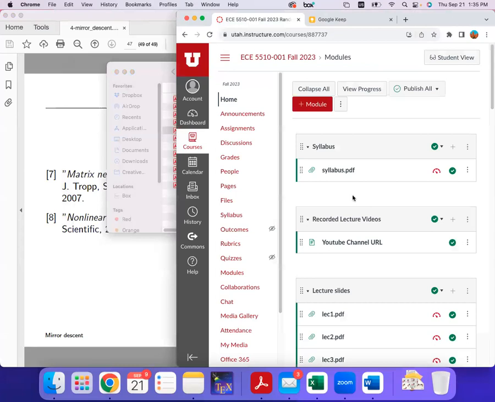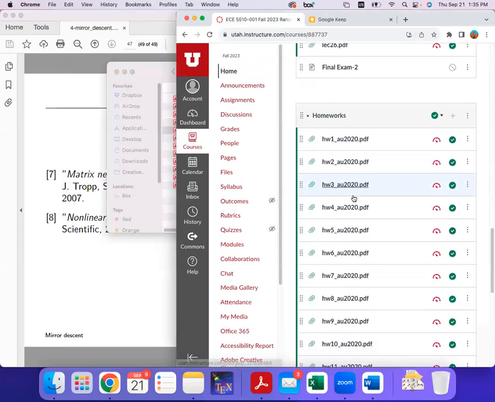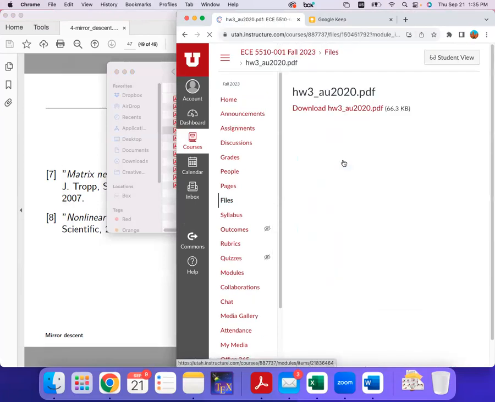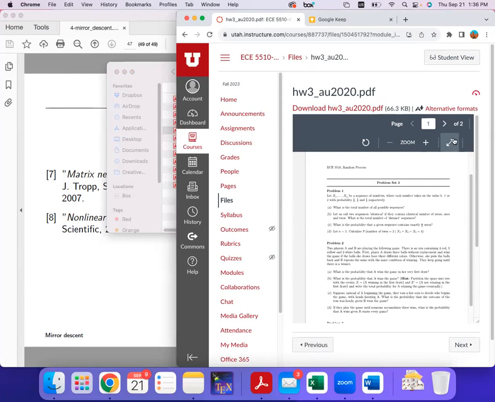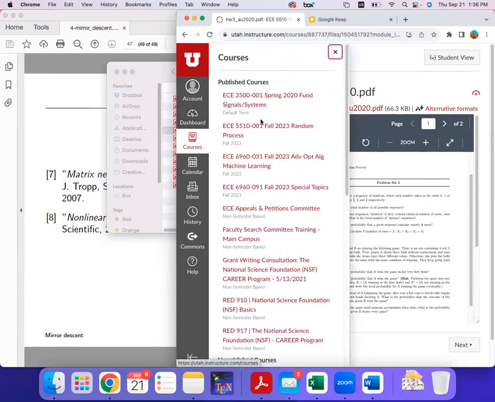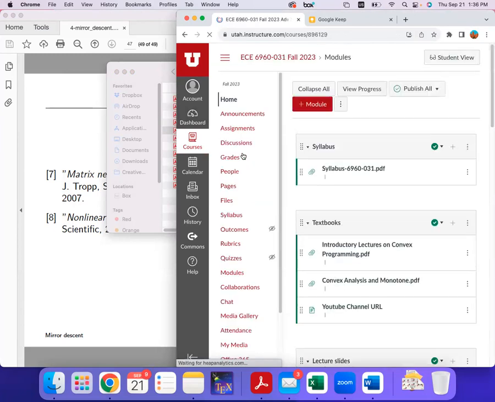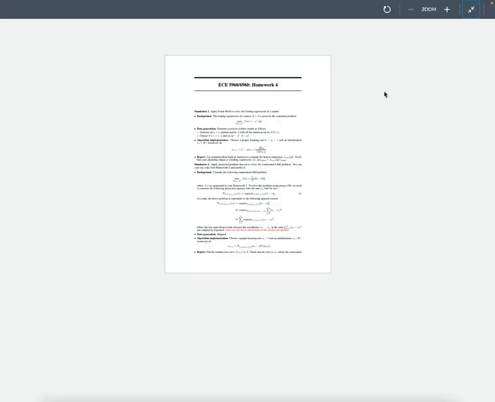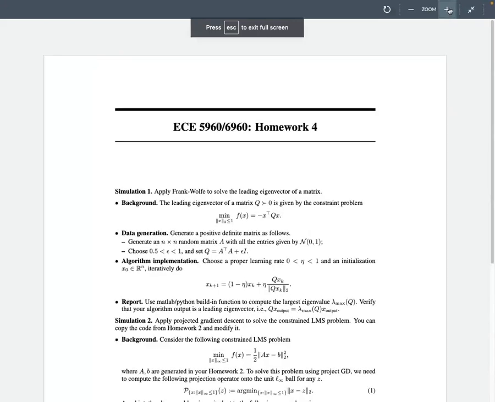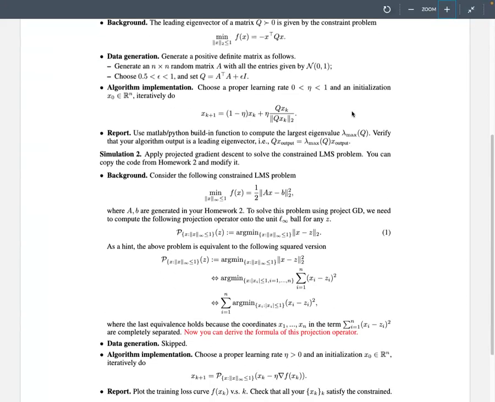Let's see, we have 10 minutes left. Homework 3 is about that classification problem. And homework 4 is about projected gradient descent. Okay, let's go to homework 5.